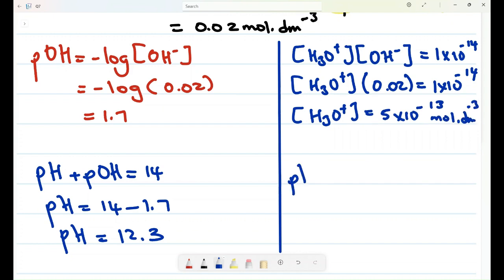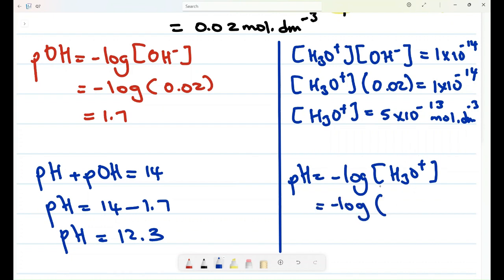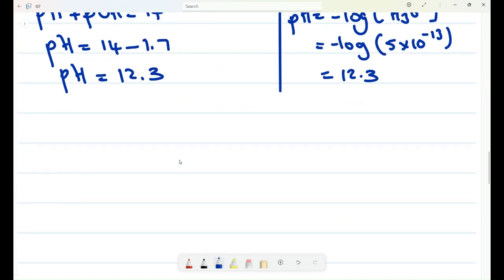Then I can come to my pH formula. pH is equal to negative log of my hydronium ions. So it is negative log of 5 times 10 to the power of negative 13, and I get an answer like 12.23, so 12.3. So that's how you're supposed to do it. You can also calculate using concentration. That's fine.